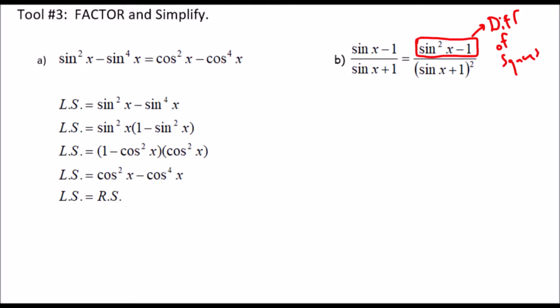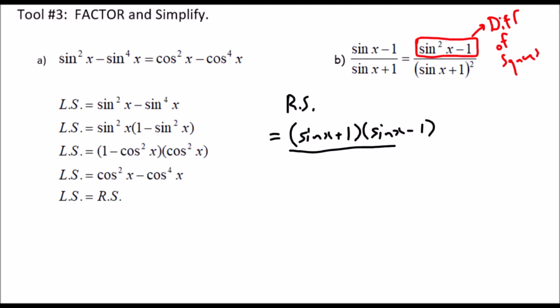Well, we can factor the difference of squares. So I'm going to tackle the right side here. I'm going to change this sine squared x minus 1 by square rooting the first term. I get sine x for both. Square root the last term, I get 1 for both. So I'm going to add them, and I'm going to subtract them.